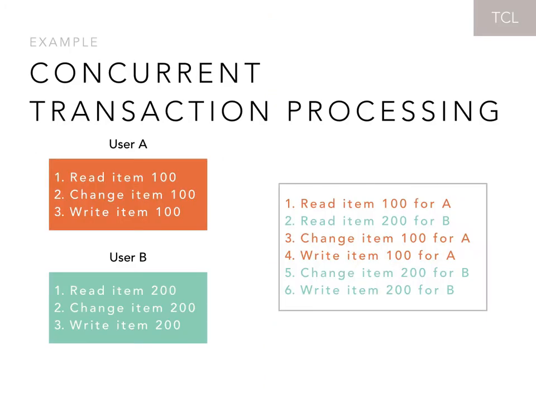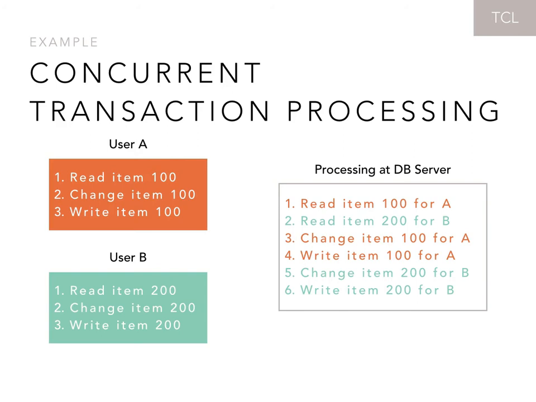Imagine that we have user A and B who have both submitted a transaction to be processed by the database. User A reads item 100, changes it, and writes it to the database. It updates item 100. User B does the same process on item 200: reads it, changes it, writes it. So both of those may be pseudo-simultaneously submitted to the database and processed by the database. But what really happens in the database is this set of 6 steps where you see the individual steps interleaved.